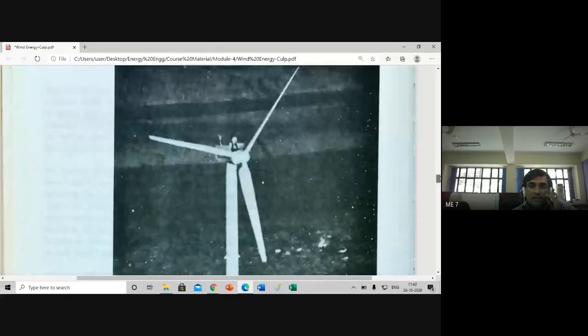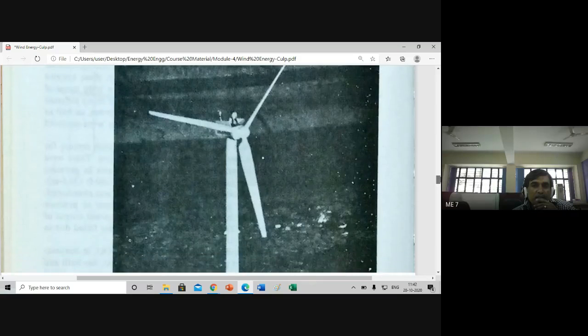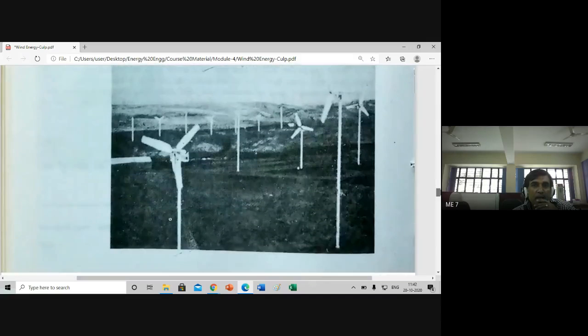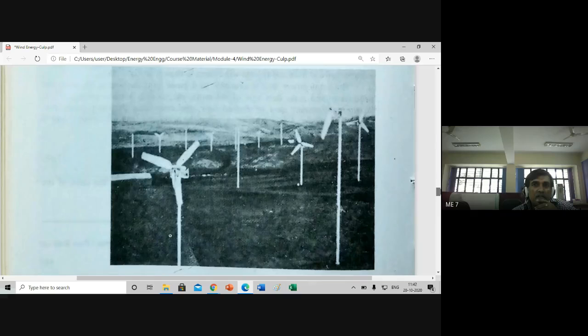Look at this. A three-bladed horizontal axis wind turbine. Now the wind farm. That was the single one enlarged. Now look at this wind farm. Like trees grow in a farm, windmills are used in the field to generate electricity. That is why they call this a wind farm. So many windmills.